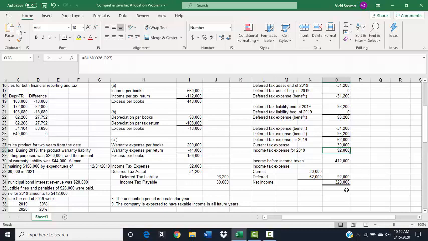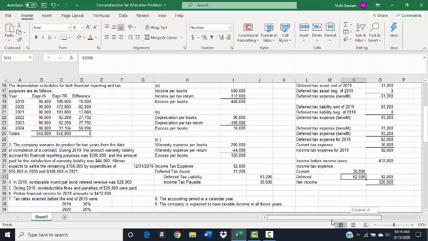When we present income tax expense on the income statement, we need to break out the current and the deferred portion. It should either be on the face of the income statement or more than likely it will be in the notes. And we will only probably show the $92,000 as the provision.